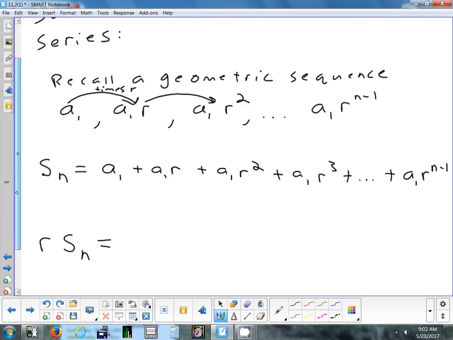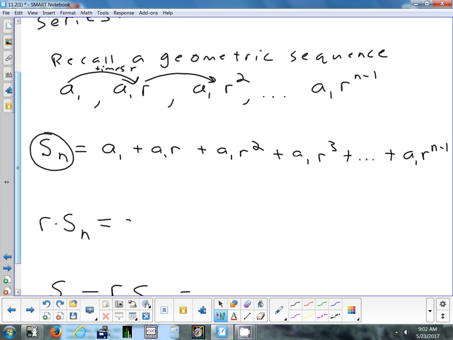Now, I'm going to take every term in sequence S sub n, and I'm going to multiply it by r. And I'm going to write the same thing down again. So what is the first term going to become? A sub 1, r. How about the second term? A sub 1, r squared. Plus a sub 1, r cubed, plus a sub 1, r to the fourth, and a bunch of other ones, all the way up until the last one. What's the last one going to become?